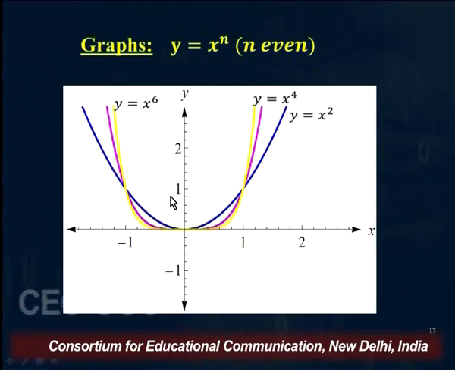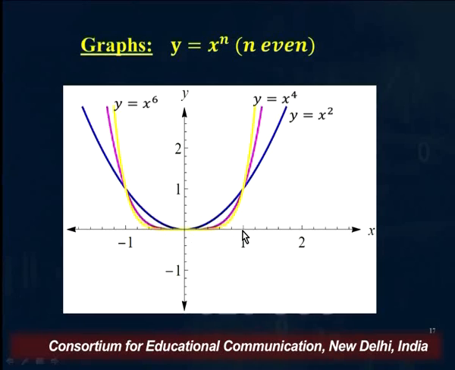So suppose we have x to the power n, where n is even. This is the family of curves that you will get. Here I've shown you the graph of y equal to x squared, x to the power 4, x to the power 6. What do you notice here? The graph in blue is the graph of y equal to x squared. Now if I look at the graph of y equal to x to the power 4, that lies everywhere below the blue curve in the interval minus 1 to 1.